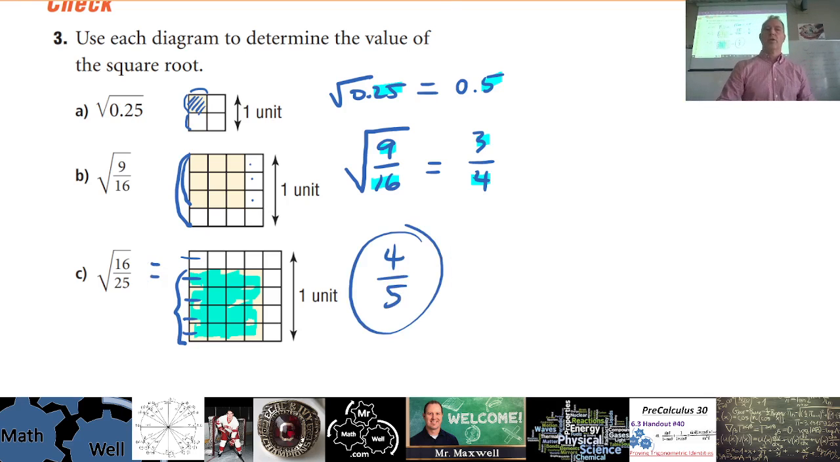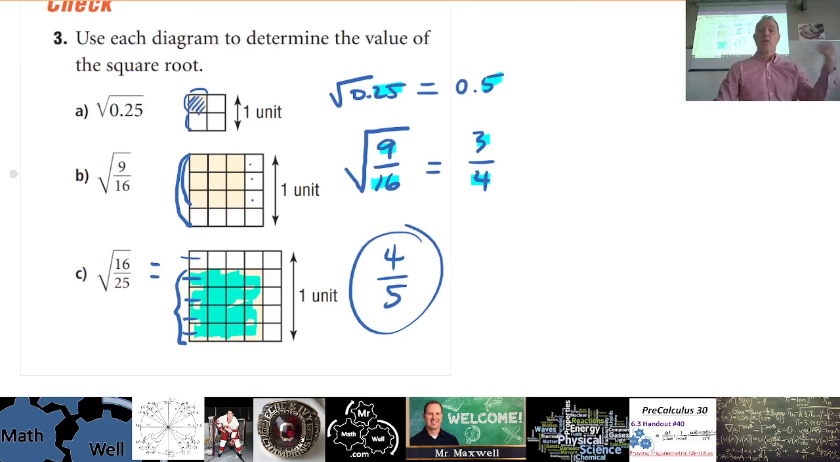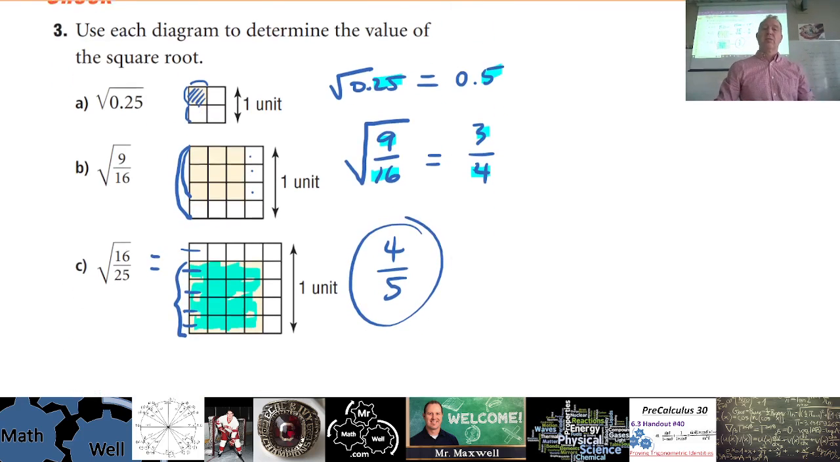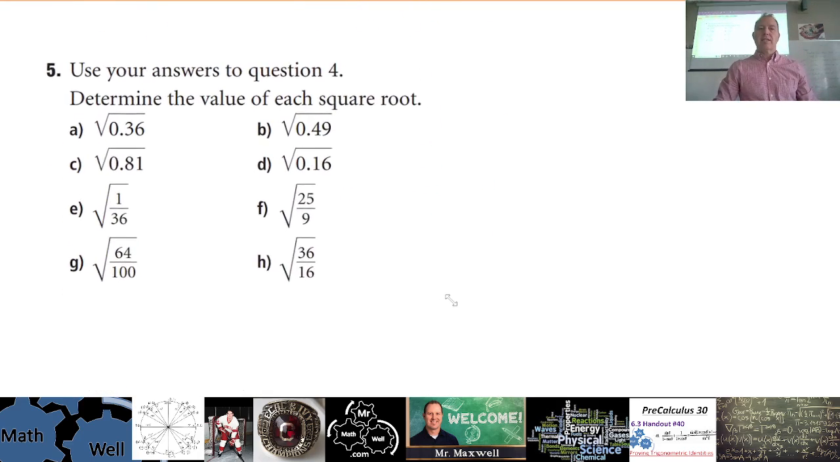Okay, any questions at all about number 3? All right, I don't know if using the diagram helps you. I don't really know, but anyways, I think without the diagrams, it should be pretty easy too, especially with the fractions. Take the square root of the top, square root of the bottom. That's pretty easy. All right. They're not all going to look like that, I guess, but okay, let's skip to number 5.